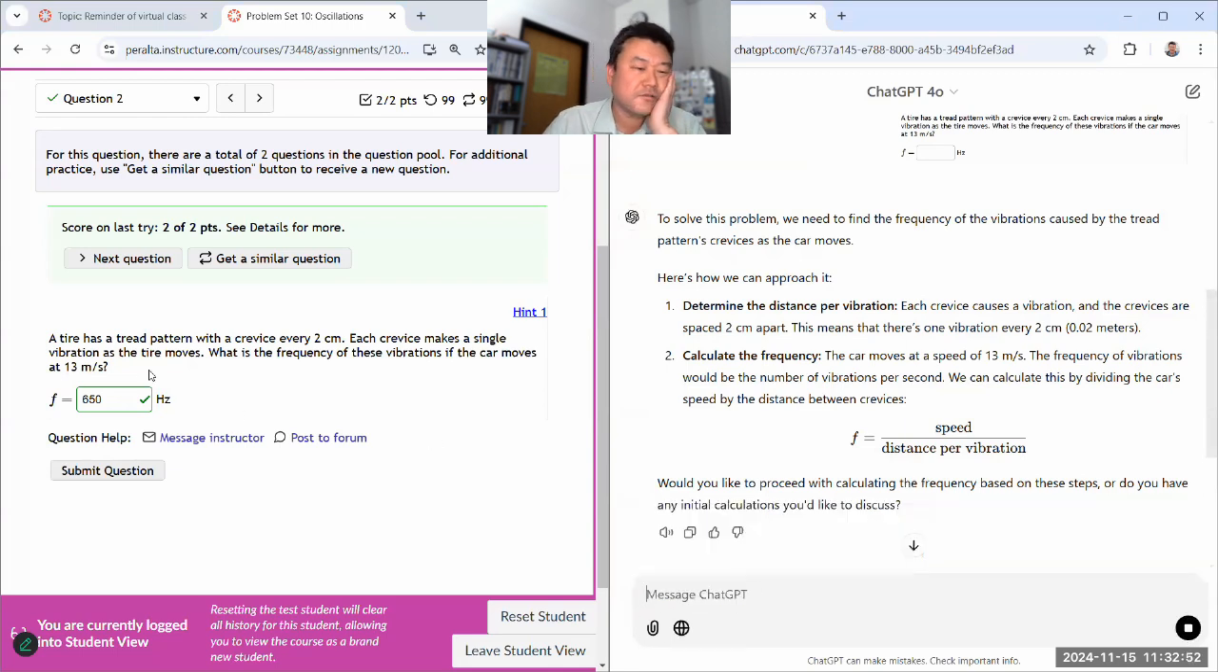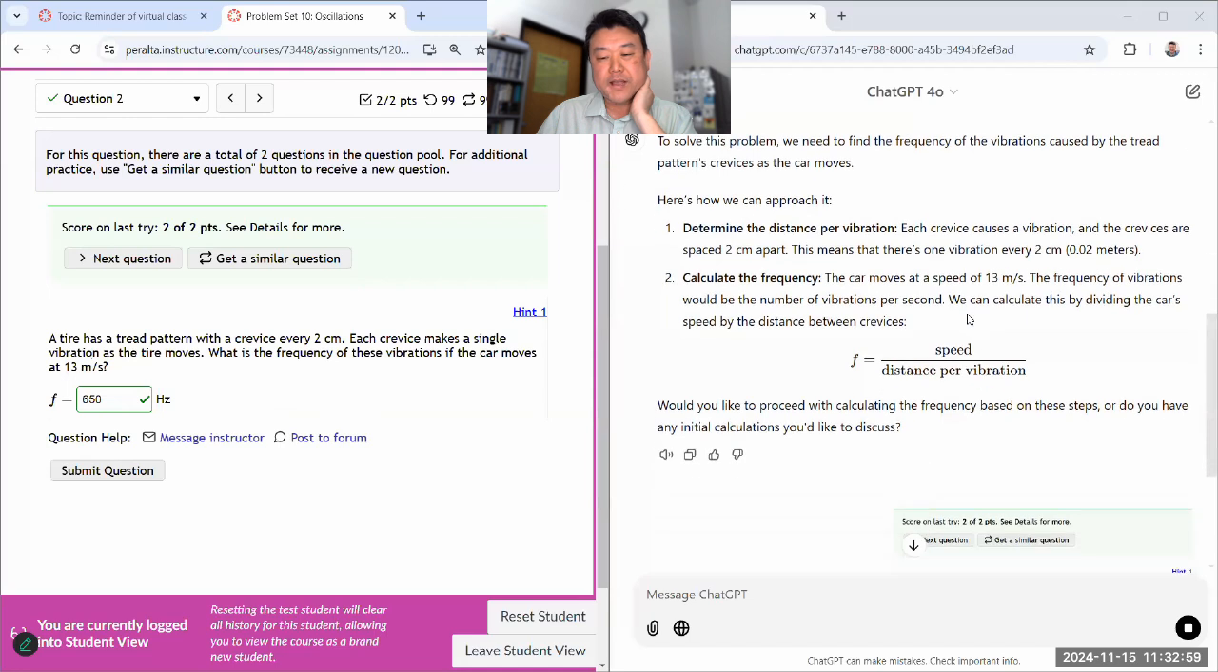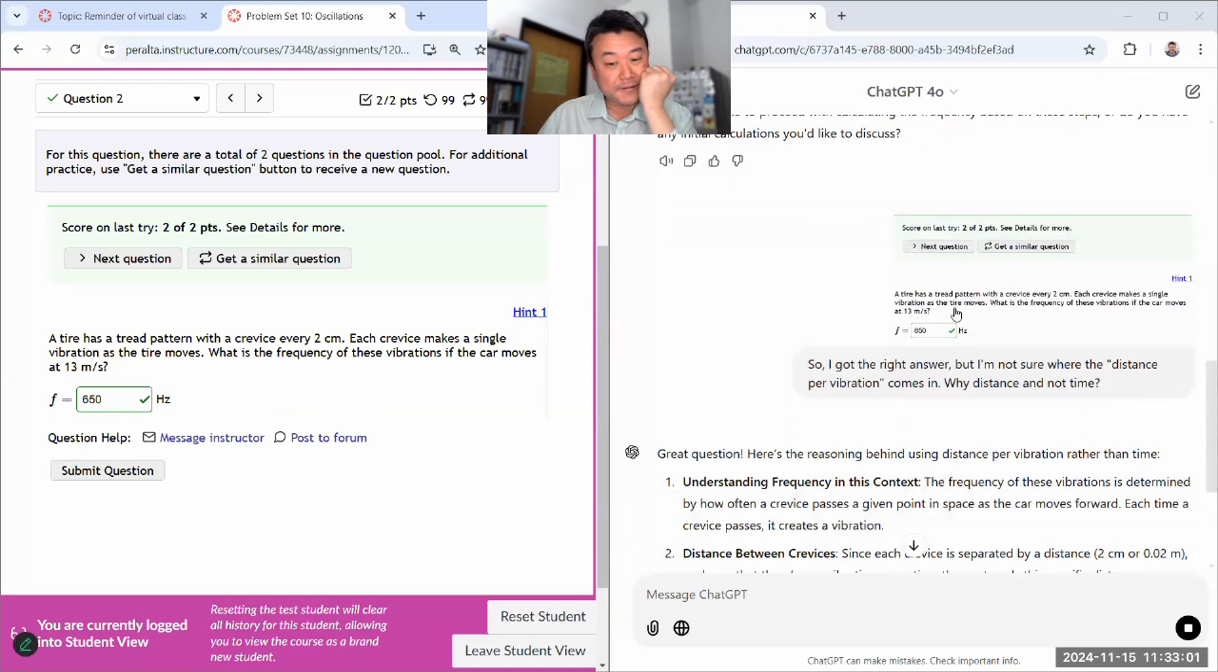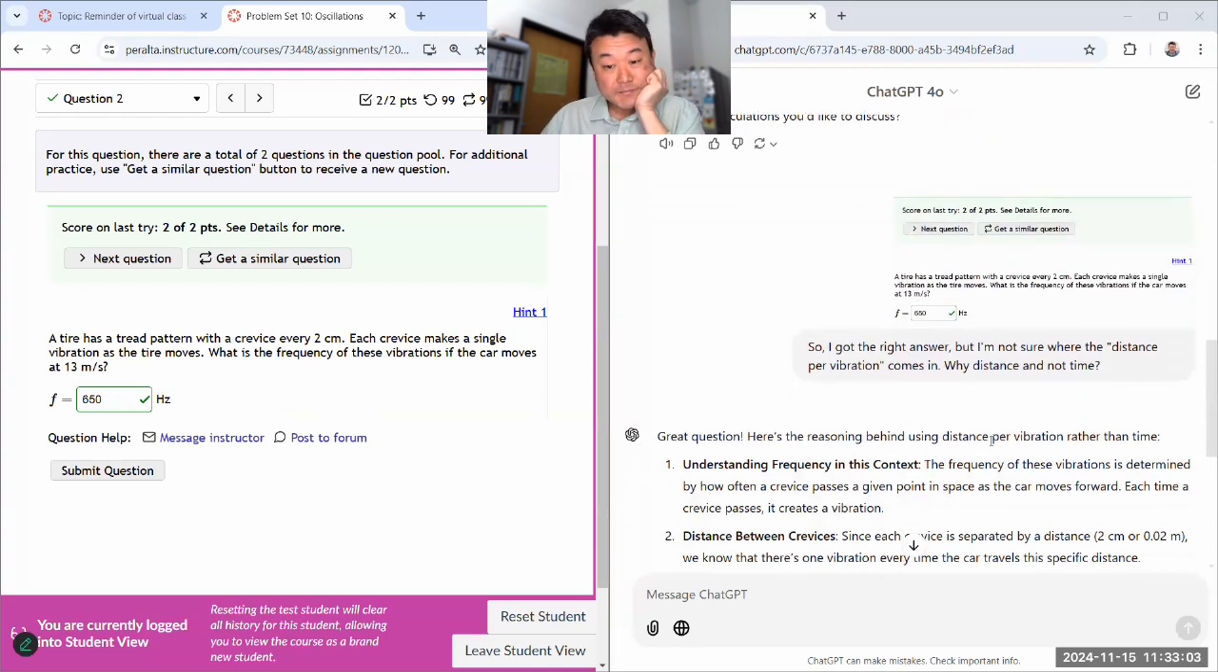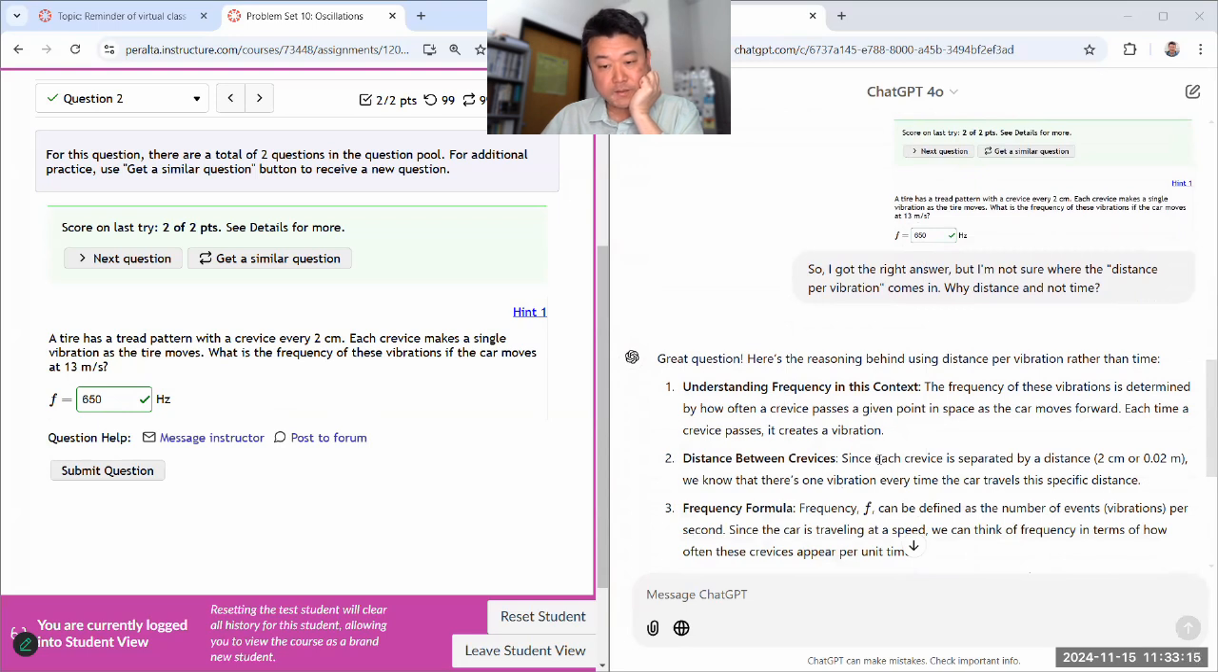Because I think this is an unusual setup for oscillation. When we do waves next week, there will be a more natural connection to distance. But here, understand frequency in this context. Frequency is determined by how often a crevice passes a given point in space. Yeah, each time creates a vibration. Yeah, distance between crevices. Right there. There's one vibration each time.